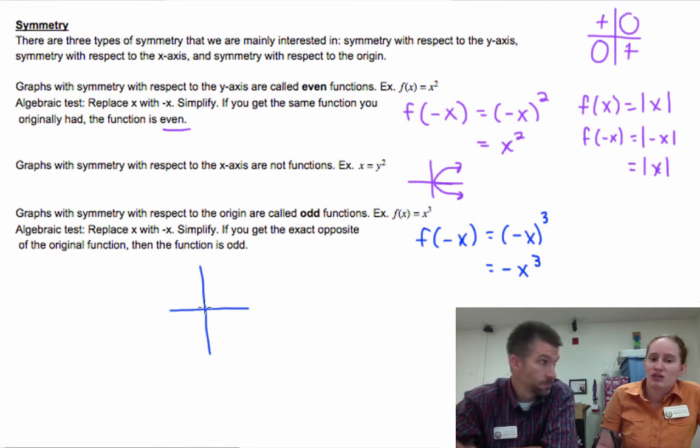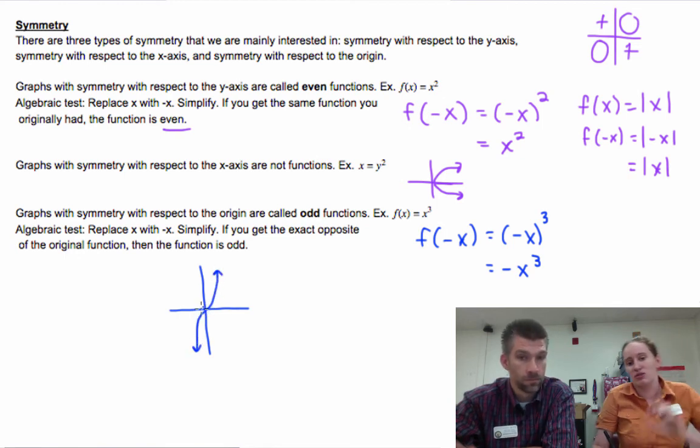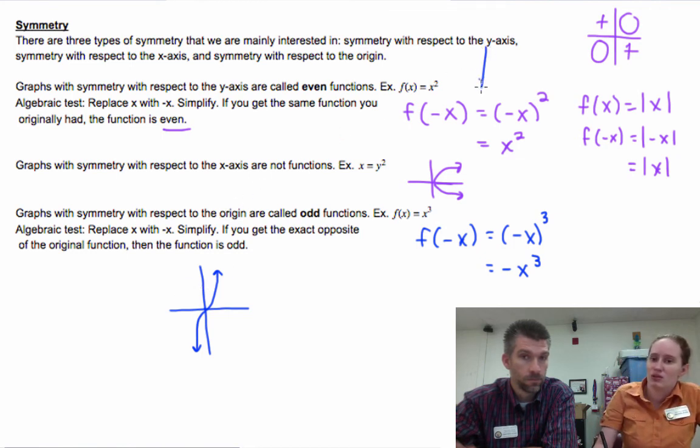And if you look at the graph, which is also helpful, a cubic function goes up to the right, down to the left, and we can do the trick where you think about, if I flip this upside down, is it the same? Yes, it is. This one up here was a parabola, so y-axis symmetry, for sure.